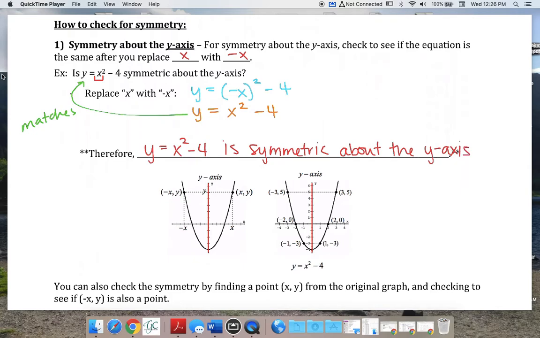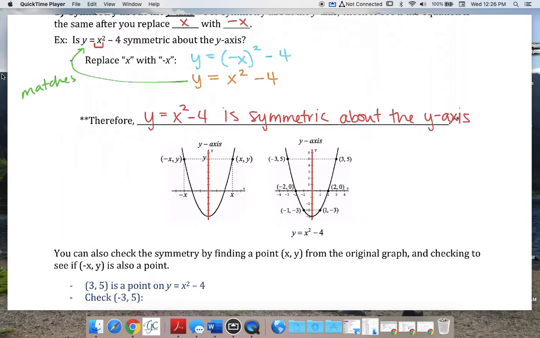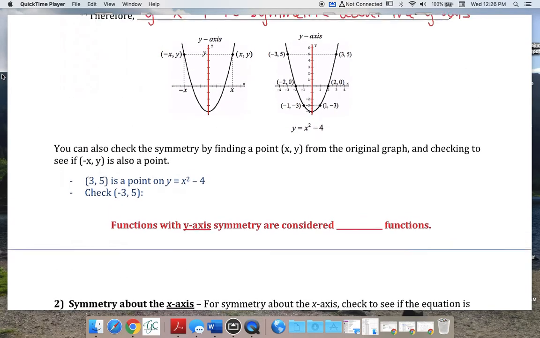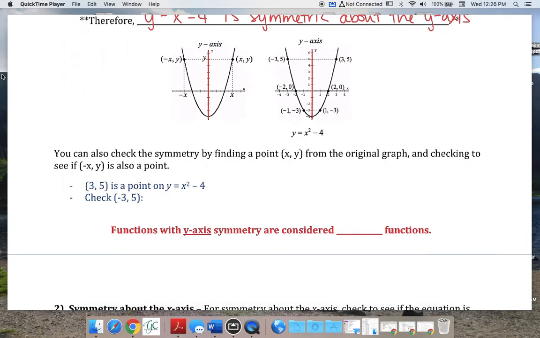We can prove this the way we did just here, where we switched out the x and made it negative x, but we can also use ordered pairs to help us prove that point as well. So let's look how we would use an ordered pair to help prove that point. So they've graphed y equals x squared minus 4 for us here, and provided us with some ordered pairs on this second graph. So one of the ordered pairs we see on that graph is 3, 5.